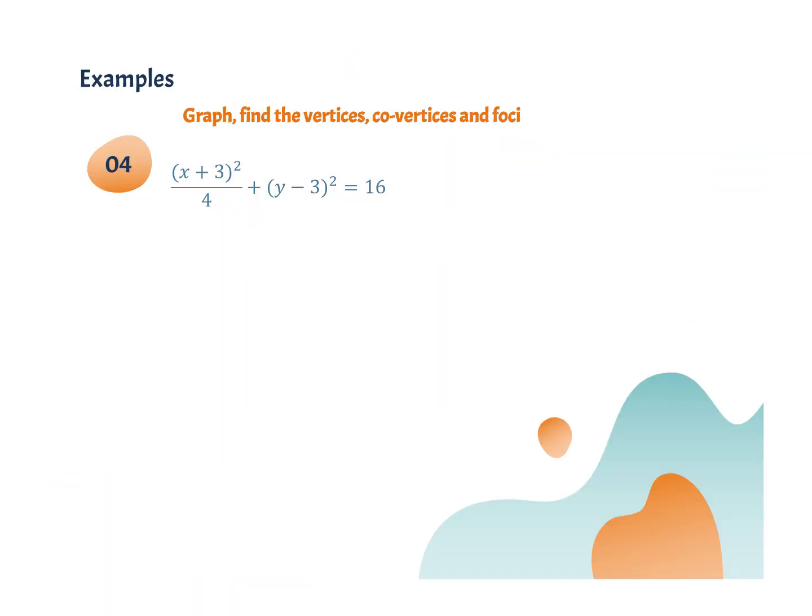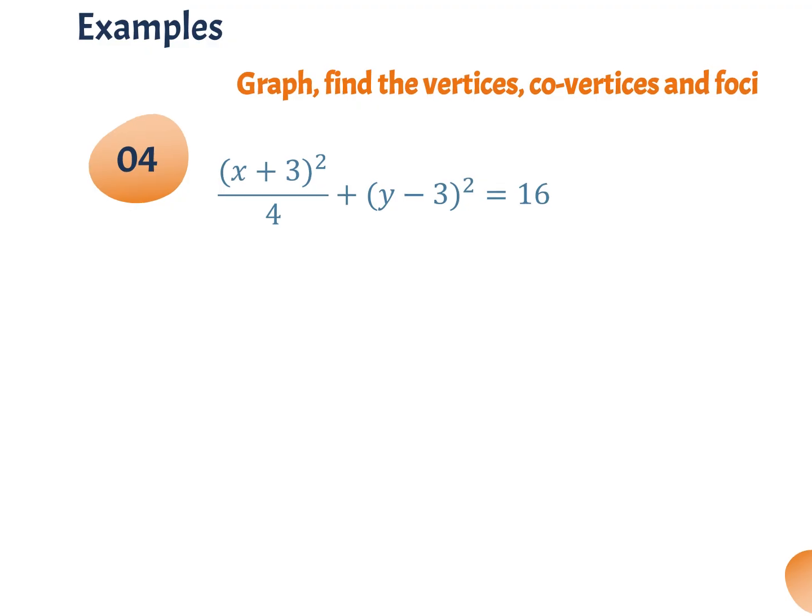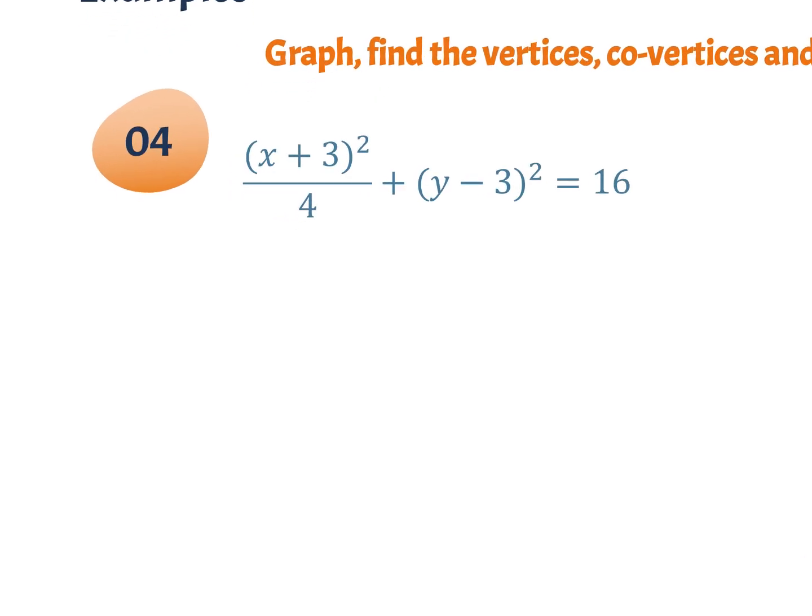So let's go to number 4. What do we need to do first for number 4? Awesome. We have to make it equal to 1. So that is always the first thing we want to do. So I'm going to divide everything by 16. So now it equals 1.